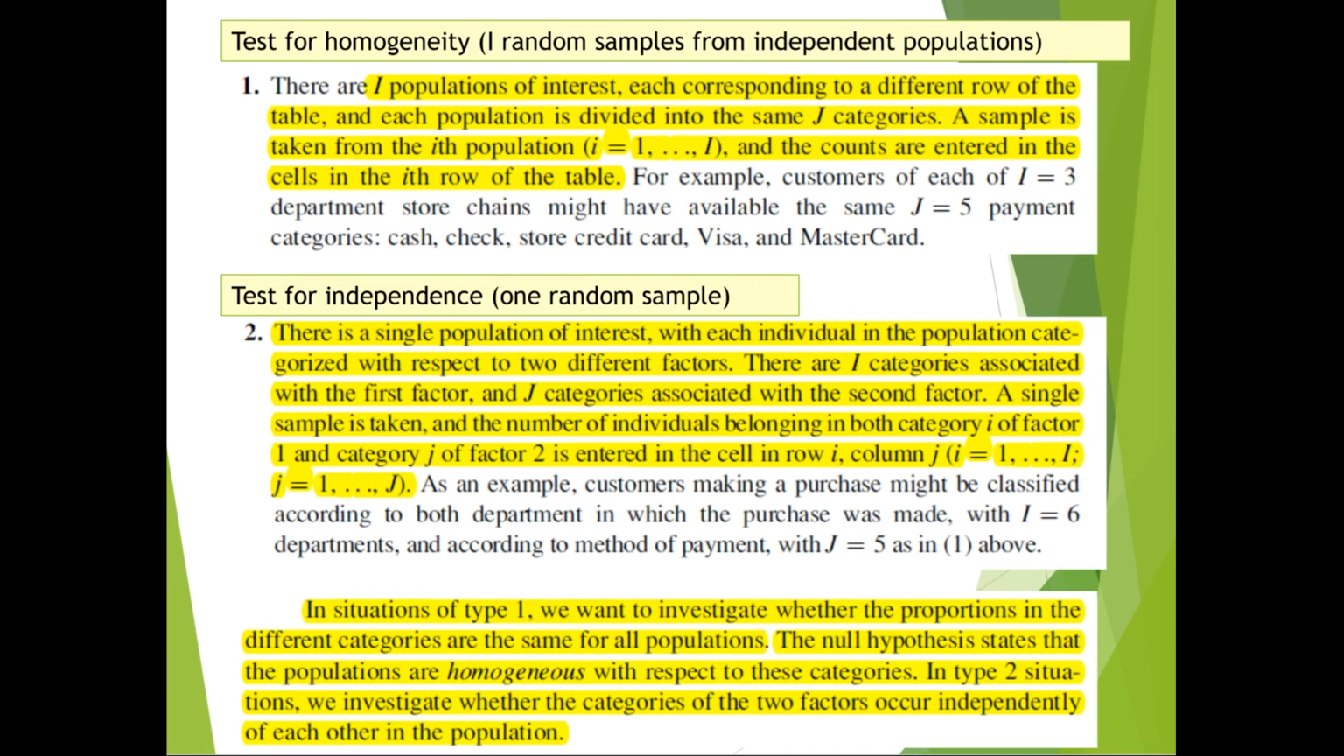So in situations of type 1, we want to investigate whether the proportions in the different categories are the same for all populations, and the null hypothesis states that the populations are homogeneous with respect to these categories. While on the other hand, in type 2 situations, we investigate whether the categories of the two factors occur independently of each other in the population.